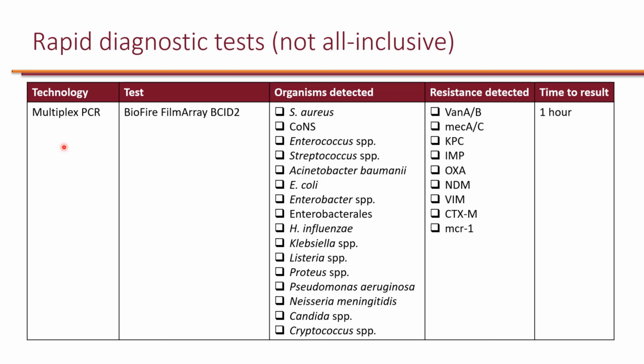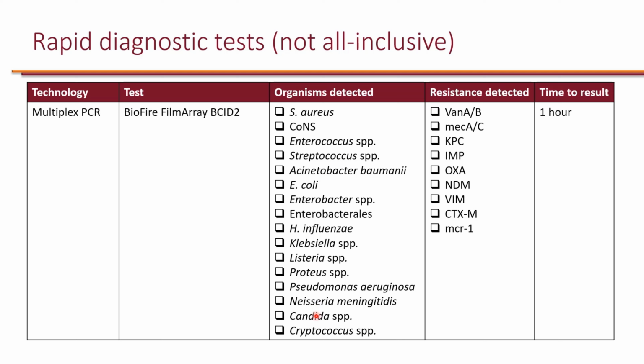Some of the common ones is the PCR test, so multiplex PCR. There are different tests out there. One example is the BioFire FilmArray BCID2. This test that was developed in recent time can detect any of these organisms listed here. These are the ones that are commonly encountered in clinical practice and are problematic. So it's good to identify these rapidly.